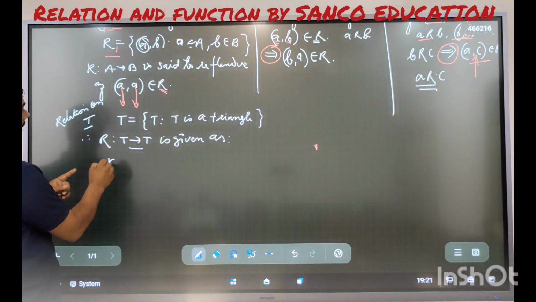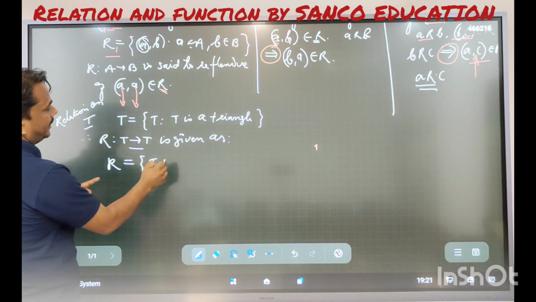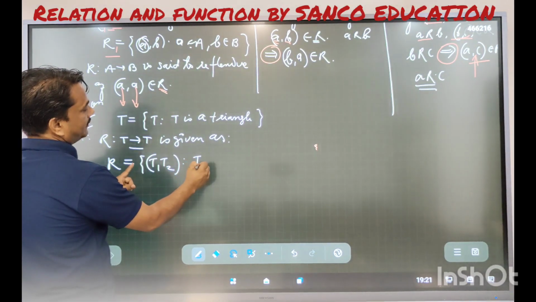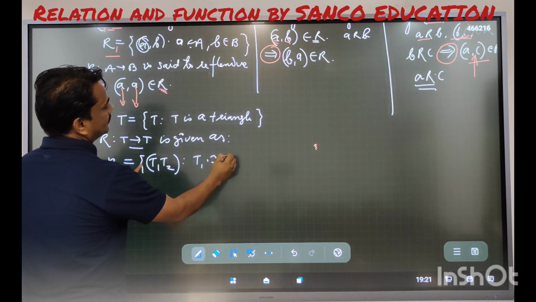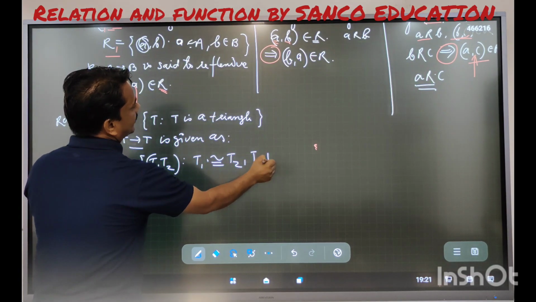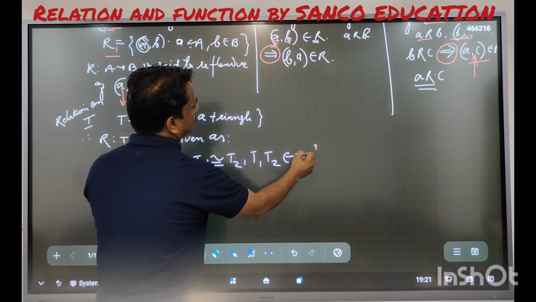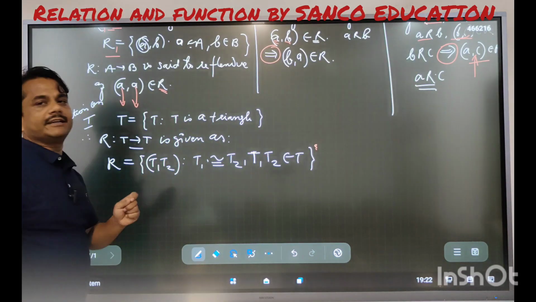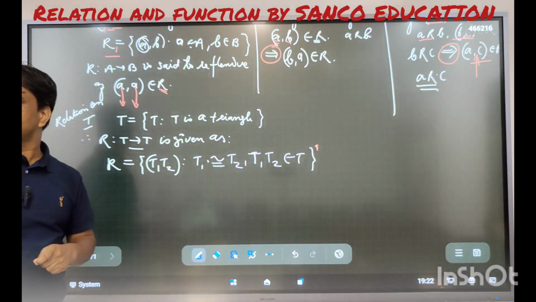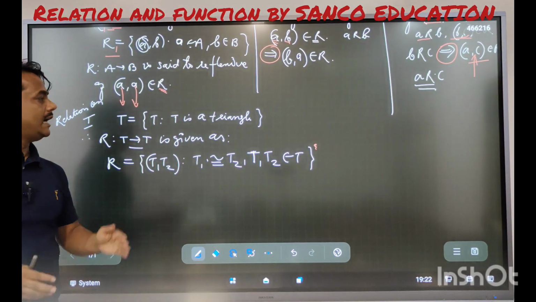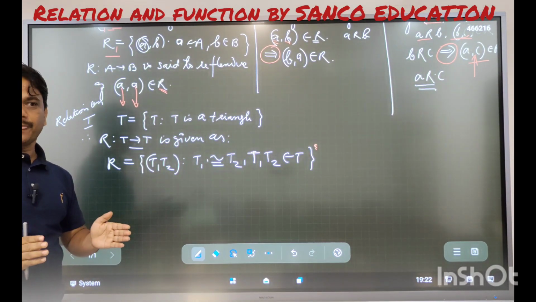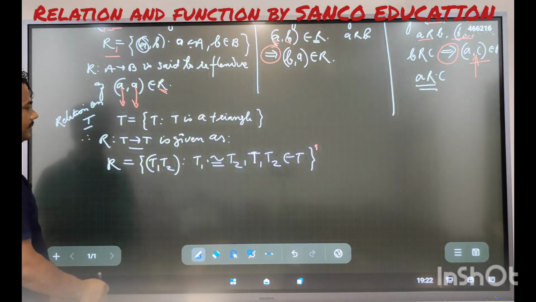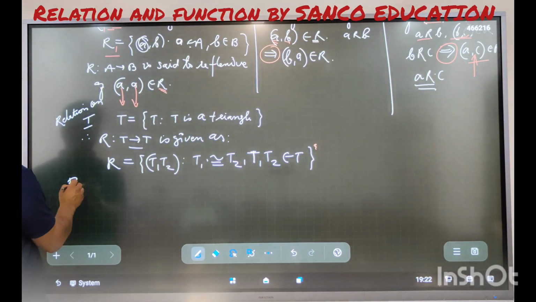R is given as T1 and T2, where T1 is congruent to T2, where T1 and T2 belong to T. Prove that this is an equivalence relation. So how can we prove this is reflexive? I will tell in a single question: reflexive, symmetric, as well as transitive. So how will you write it down? Now I am telling the reflexivity.